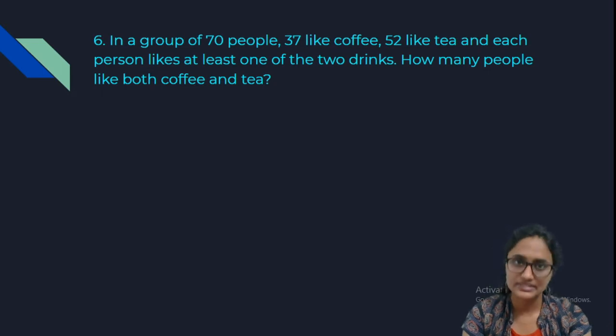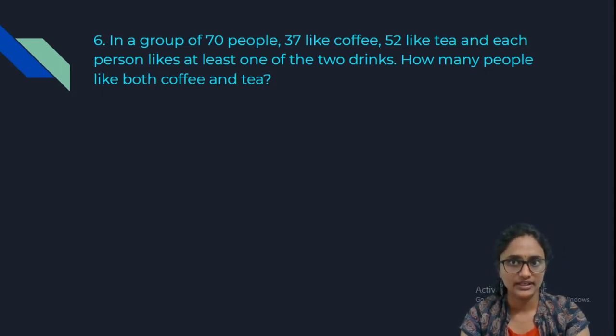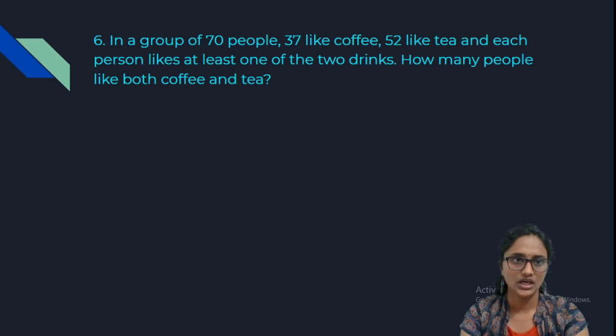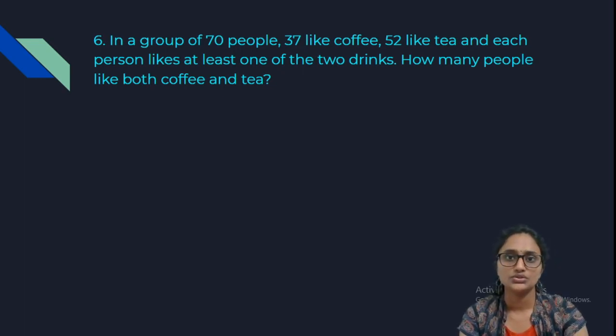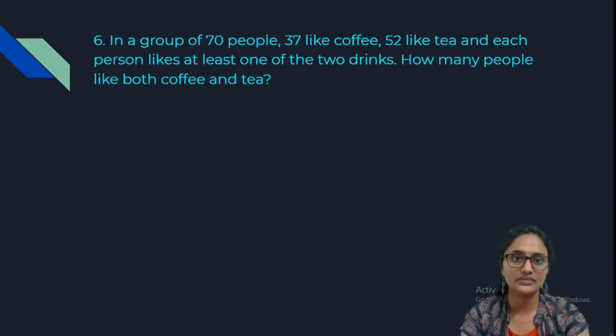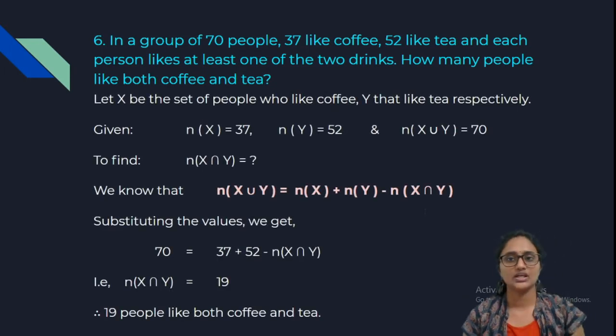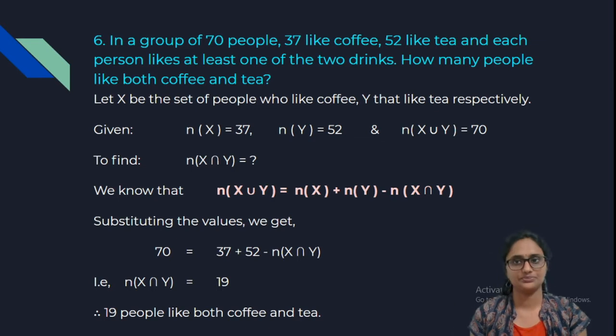In a group of 70 people, 37 like coffee, 52 like tea, and each person likes at least one of the two drinks. How many people like both coffee and tea? So here we are given a group of people as the set. Let us take X to be the set of people who like coffee and Y the set who like tea.